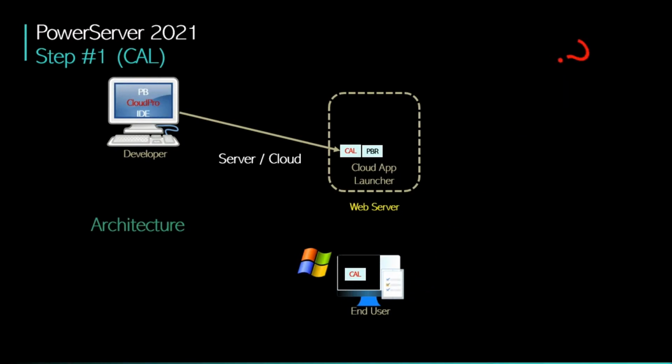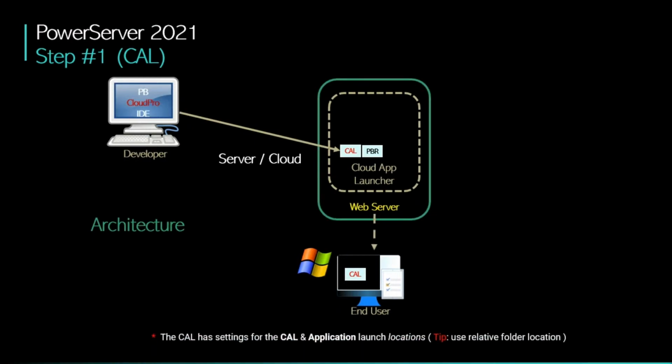We just need to build a CAL. Notice the CAL settings, which is the app launcher, gives you different locations of where the CAL resides and where the applications are going to reside on the end user machine. So the tip here is when you're defining this, use relative folder location. Don't use a specific location.